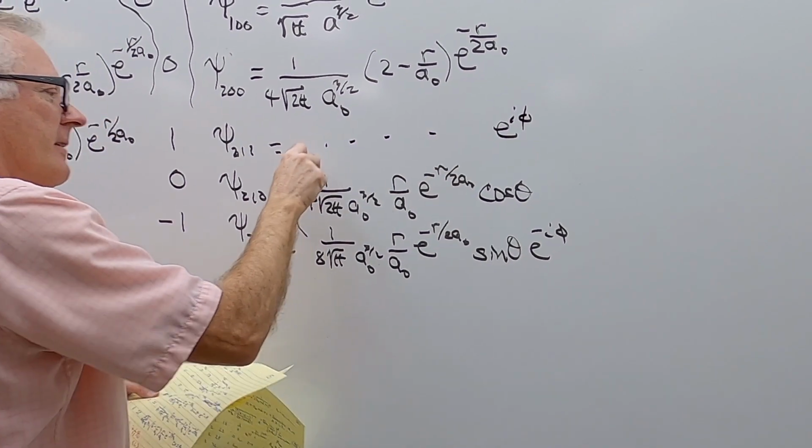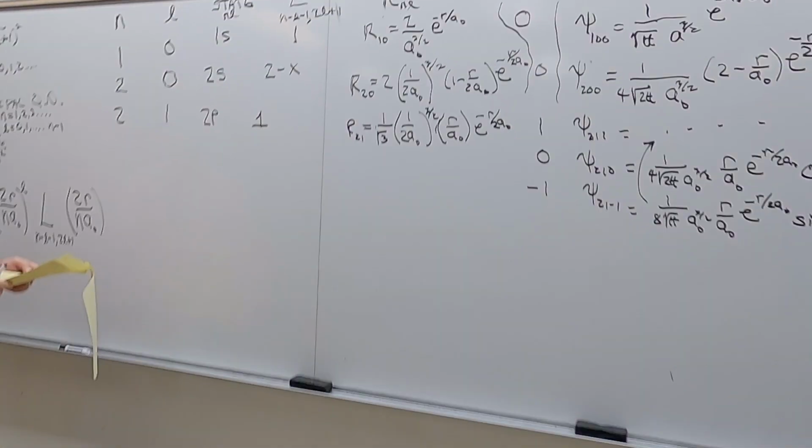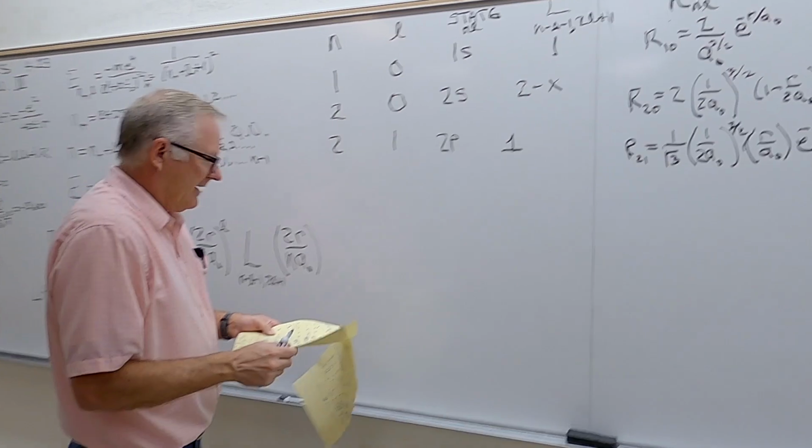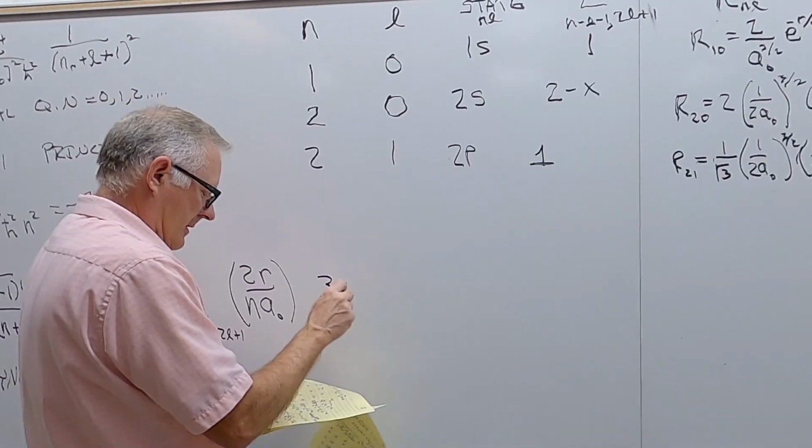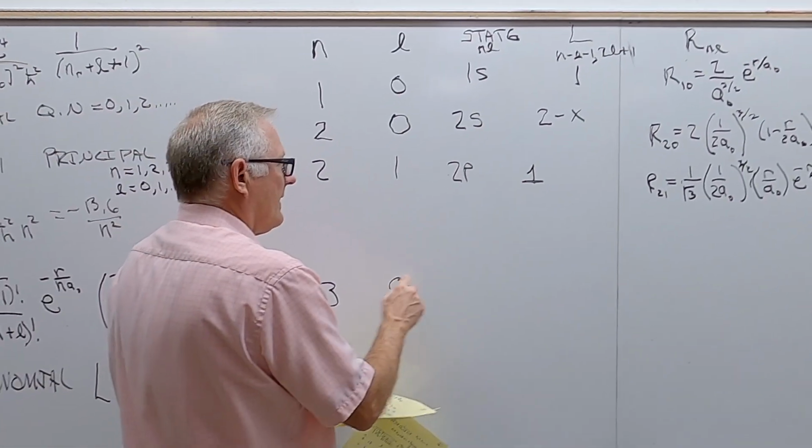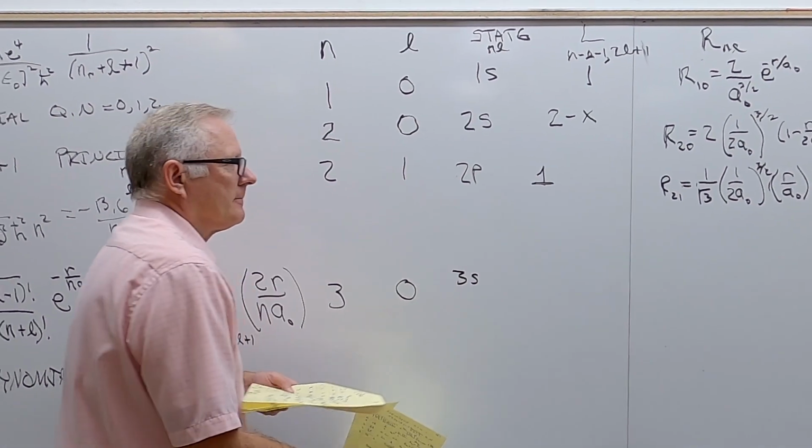It'd be the same as that one right there. Okay, and we can just keep going on. I don't know, maybe I'll do one more here. How about the 3, 0, that would be the 3s state.